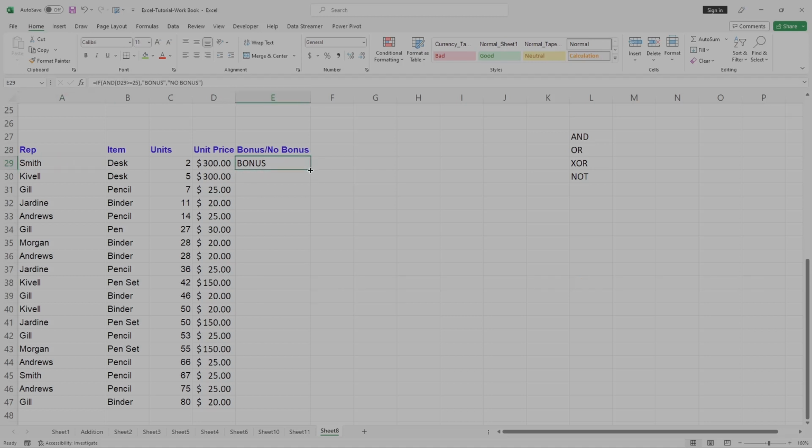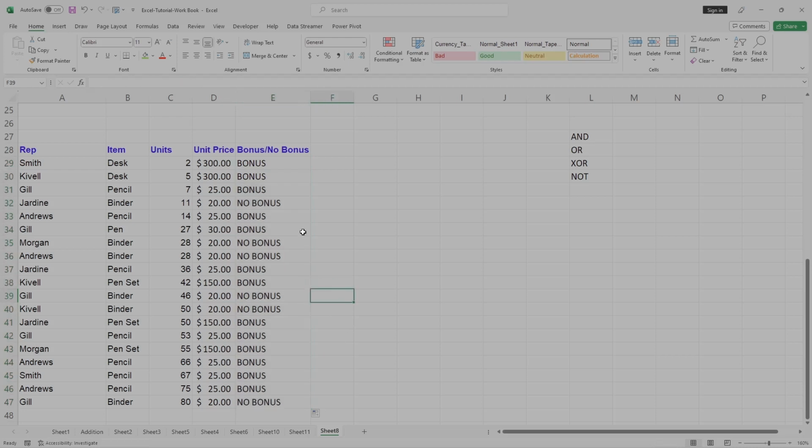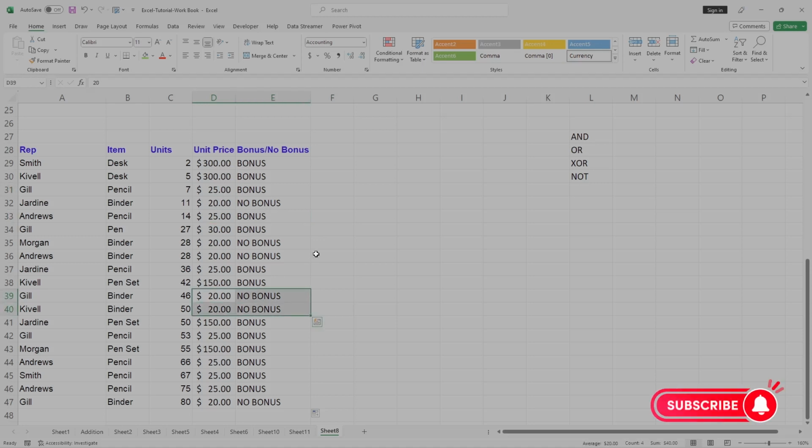Copy the formula across all the cells and apply the formula for all the representatives to see who is getting the bonus and who is not getting the bonus. So whoever has sold $25 will get the bonus, and the representative who has not sold $25 or more, then they will not get the bonus.